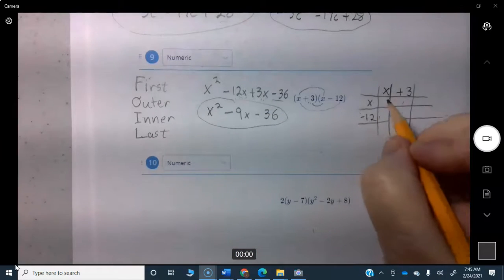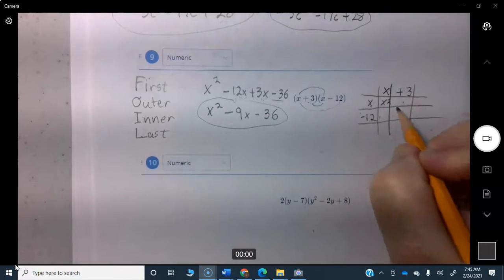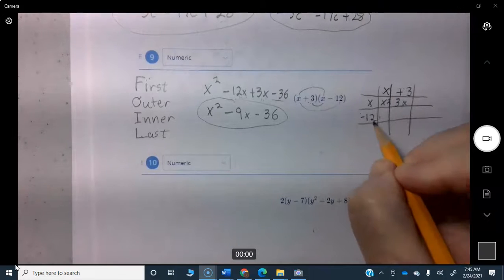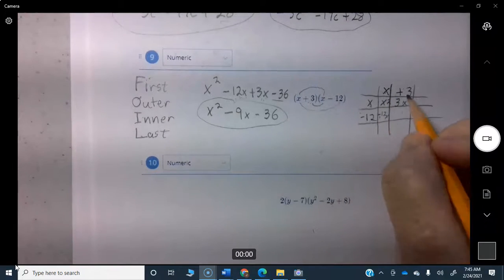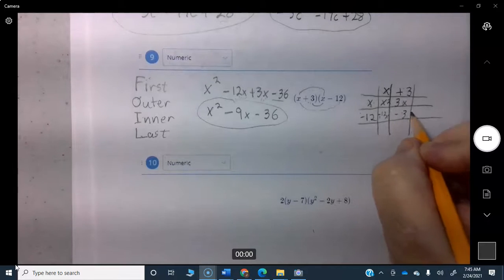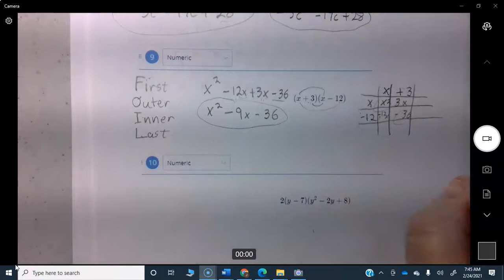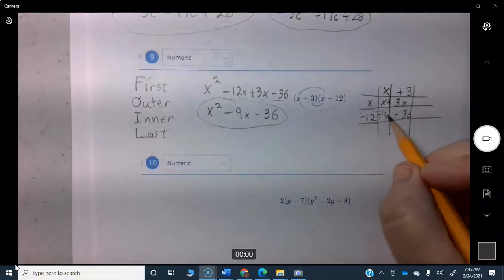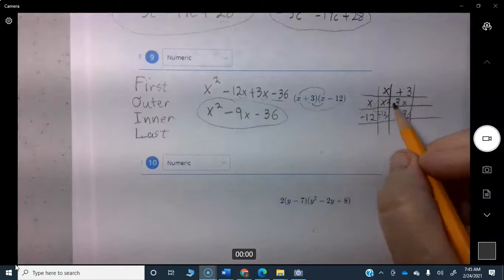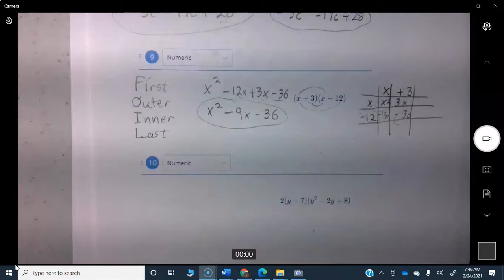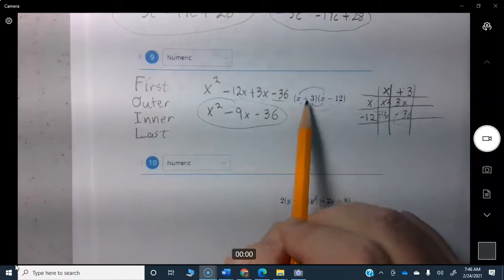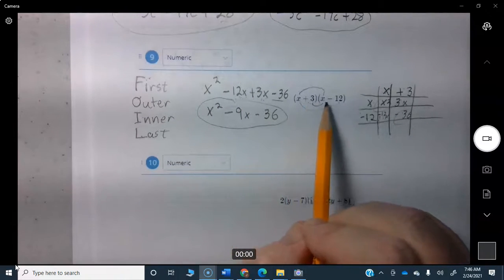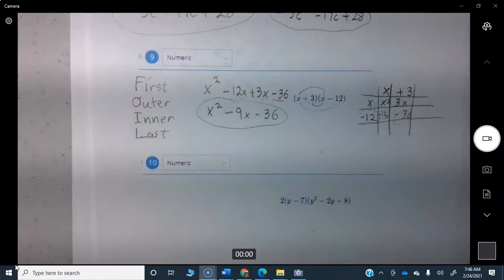If I had done it this way, I would have had x squared. X times 3 is 3x. Negative 12 times x is negative 12x. And negative 12 times 3 is negative 36. Again, the x squared and the 36 are what they are. They can't be added to anything. 3x minus 12x is negative 9x. You get the same answer either way. But generally, you just FOIL it if it's binomials. Bi means 2. If it's two binomials, just FOIL it out.